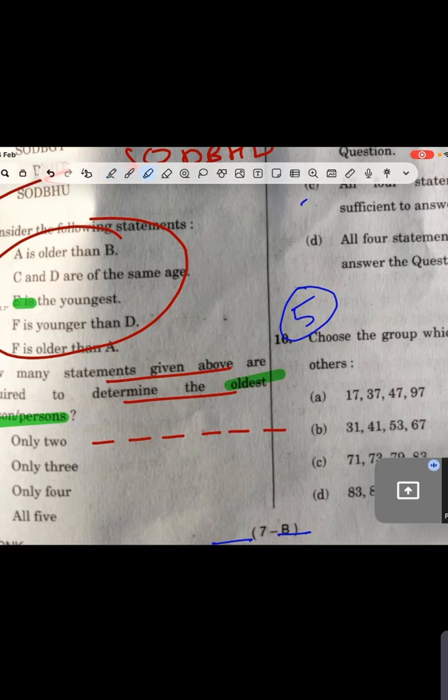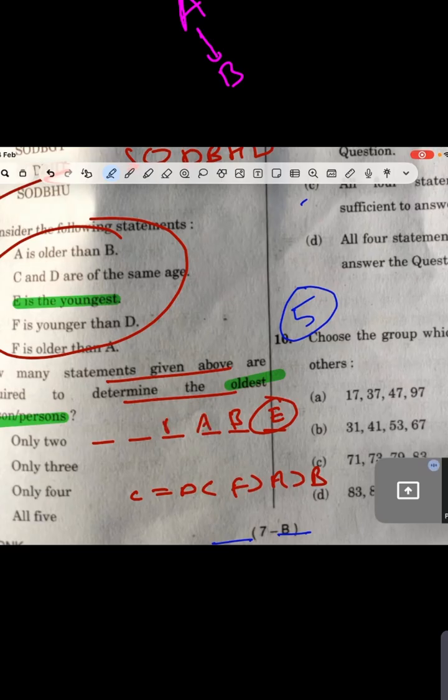And guys, here E is the youngest, so I put E here. Then what is the question saying? C and D are the same age. F is younger than D. A is older than B. F is older than A. And A is older than B. So yes, B, A, F, and C and D equal.